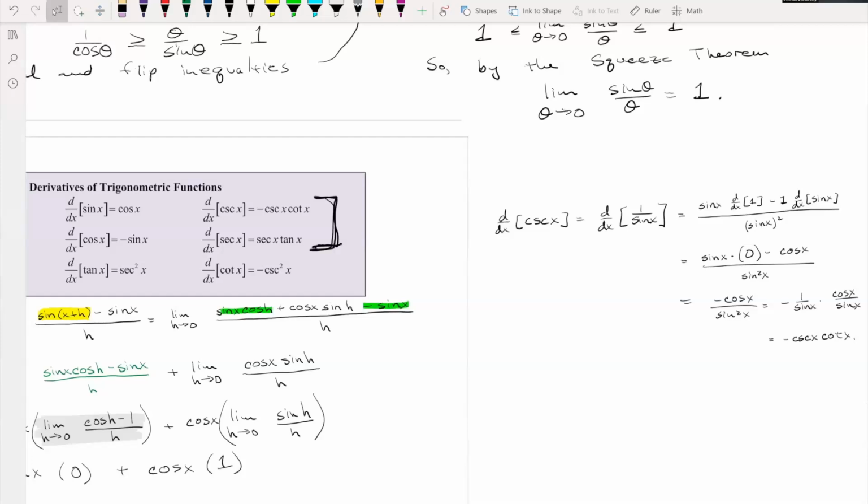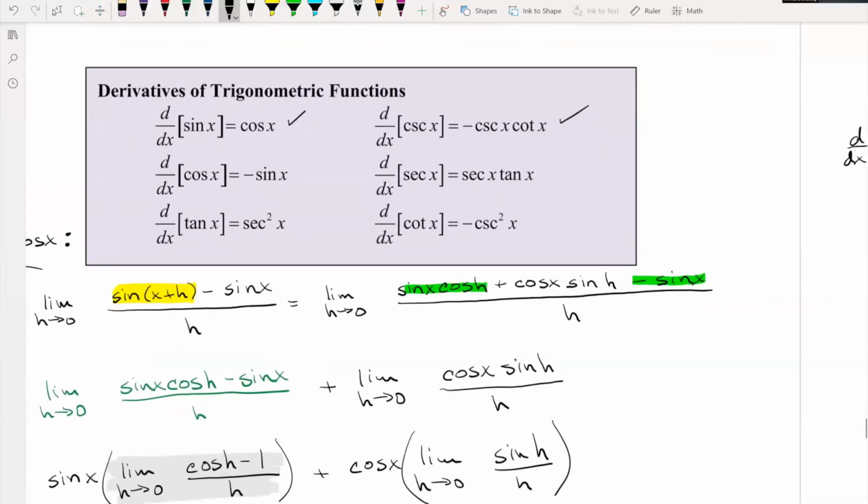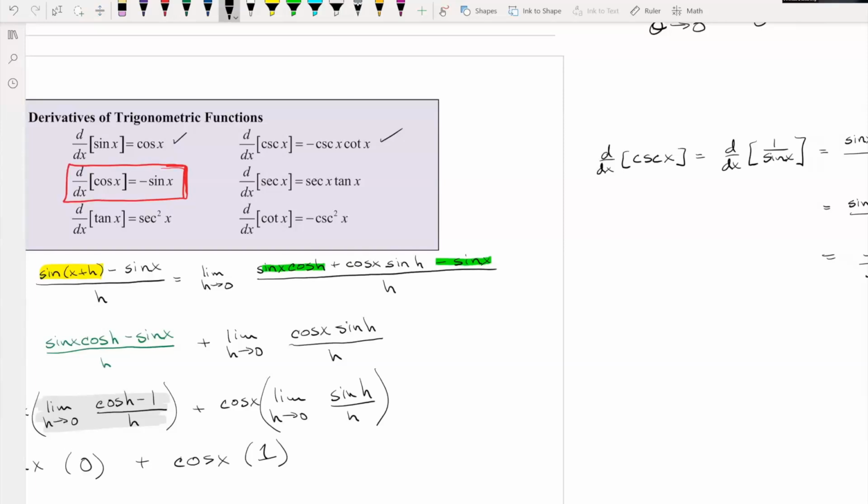So far we've proved this one and this one. The proof for cosine is kind of similar to the proof for sine. The main thing we have to notice is the negative on the sine, okay? So be aware of that. And then the derivative of, say, tangent or cotangent, they're very similar. I'll do cotangent because I think the other one's in the book.